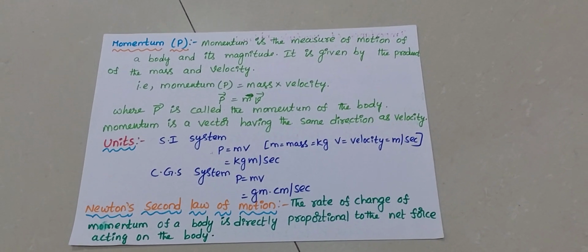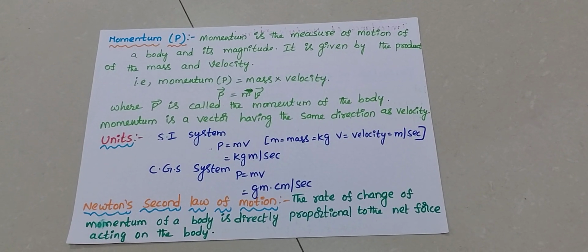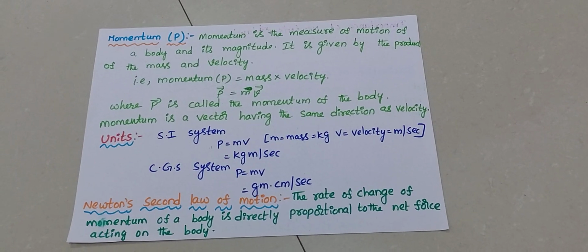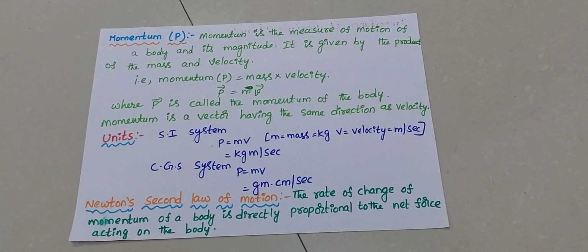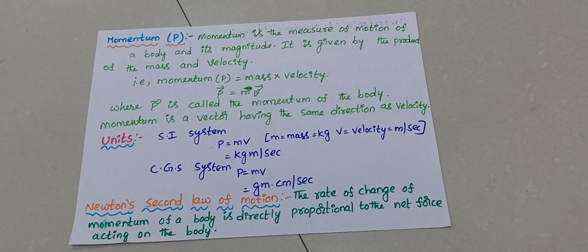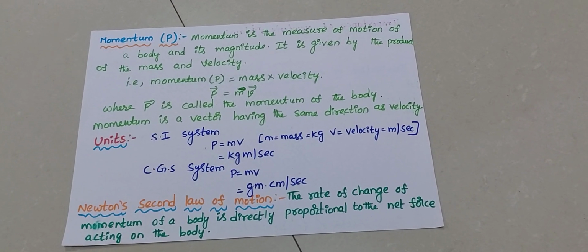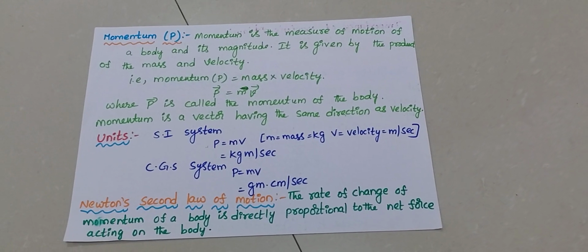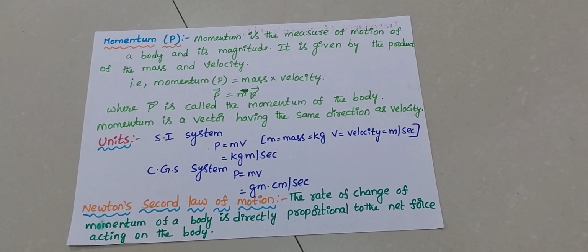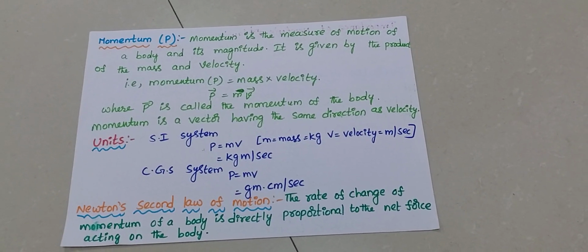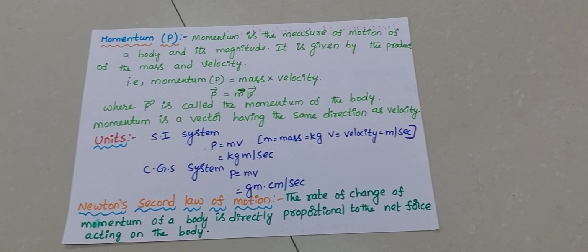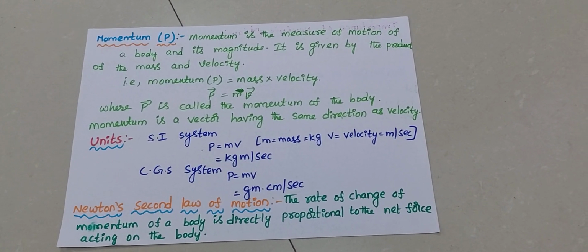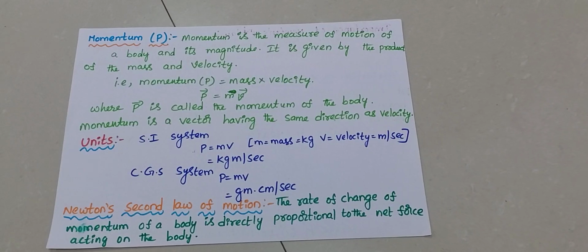Okay children, now we are going to discuss about laws of motion, second part. Here we are going to discuss Newton's second law of motion. Before going to this topic, first the momentum definition. What is momentum? Already we know that children, momentum means the product of mass and velocity. This is the measure of motion of a body.